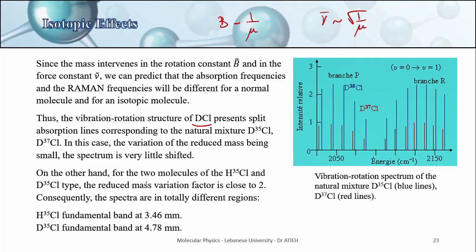On the other hand, if we take another two molecules, for example, HCl35 and DCl35, D is deuterium, which is hydrogen. In this case, there's a large change in the reduced mass, and the spectra are in totally different regions. As you can see, for HCl, it's at 3.46 millimeter, and for DCl, it's at 4.78.